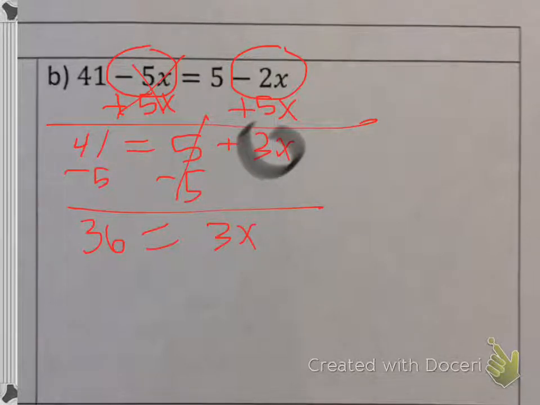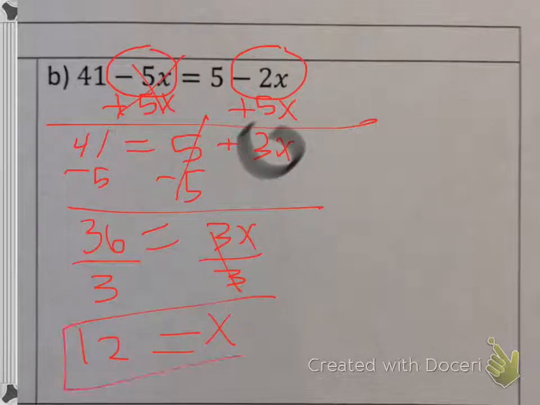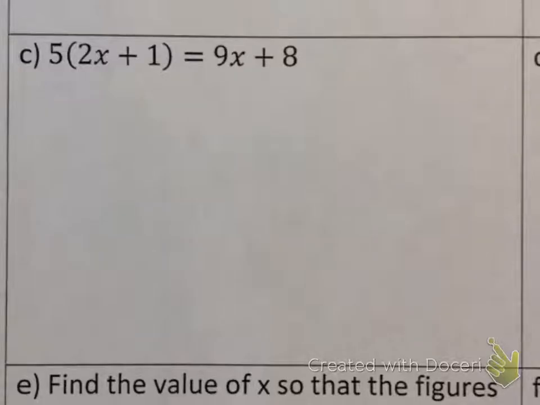3x is 3 times x. How do I get rid of times by 3? I do the opposite, which is divide by 3. So I divide both sides by 3 here. It cancels over here to just 1x. And on this side, 36 divided by 3 is 12. So my answer is x equals 12. I could plug it back in up there and it will work. If it doesn't work, it means you did some work wrong somewhere and you should resolve it.